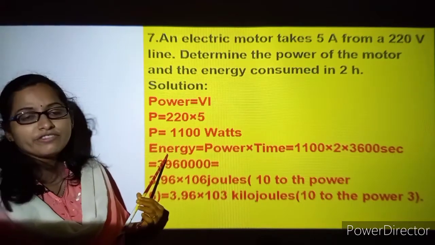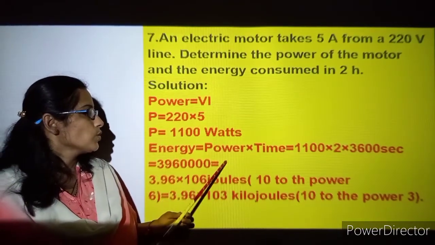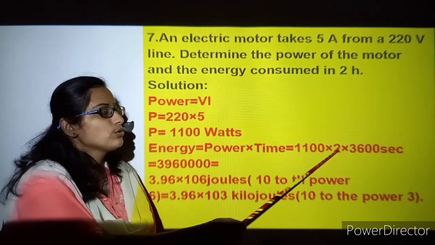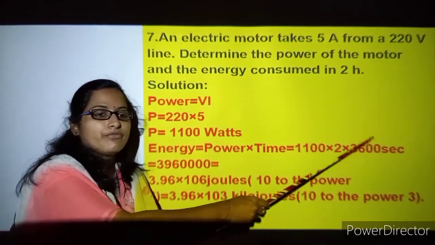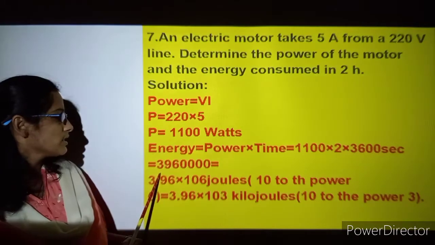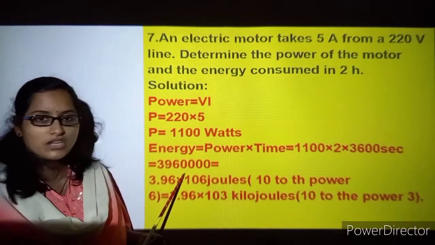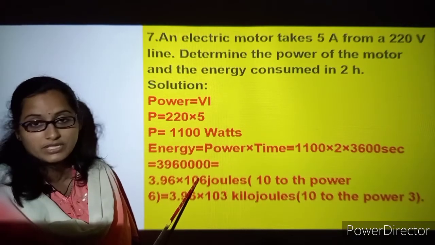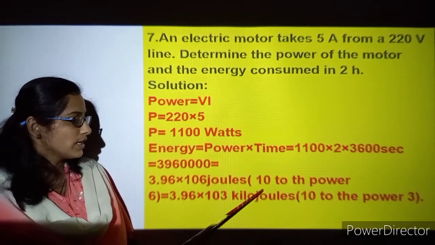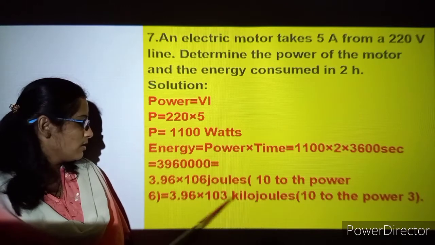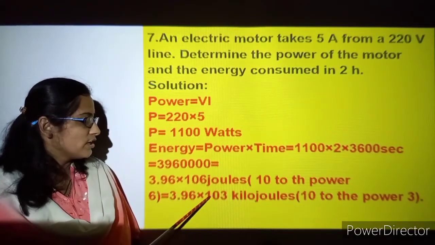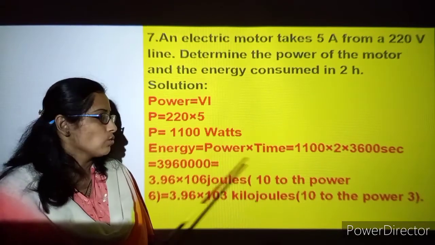Next we need to find out the energy. Energy is equal to power into time, that is 1100 into 2 into 3600 seconds, that is for 2 hours. So you can see that it is 39,60,000, which is 3.96 into 10 to the power of 6 joules. That's why I have written it as 10 to the power 6. That is equal to 3.96 into 10 to the power of 3 kilojoules.